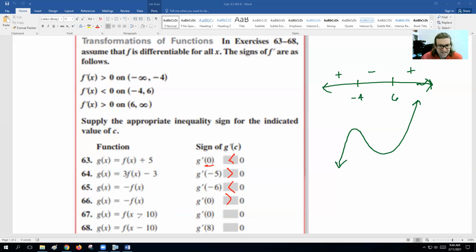All right, what about f of x minus 10? That means we're going to shift it over to the right 10, so these numbers will just be 10 higher. So this would be 6, and this would be 16.